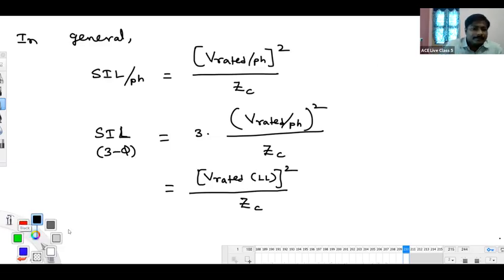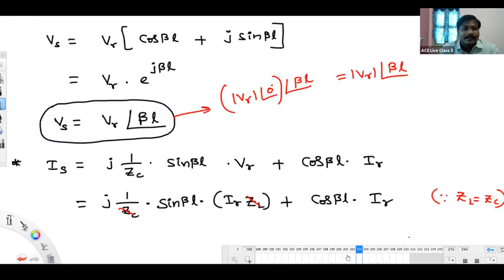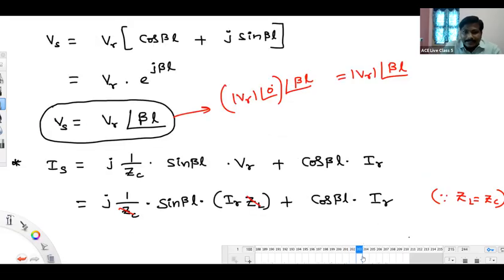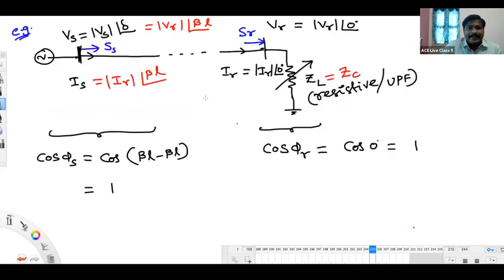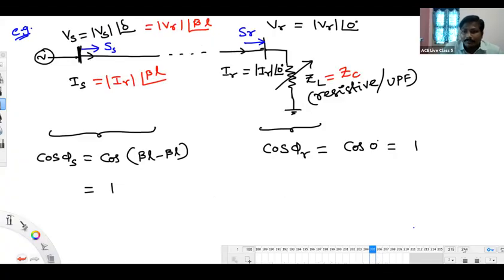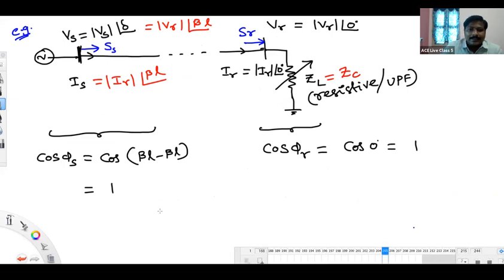Next thing. So till now we have discussed many things by saying that ZL equals ZC. Just recall all the things. Now, ZL equals ZC, and we are experiencing that mod VR and mod Vs values are exactly equal, and mod IR and mod IS values are also exactly equal. I want to write one more term here.